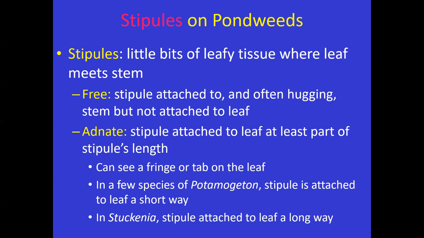And that may be a hard feature to understand unless somebody was standing there showing it to you. But basically what you have to look for is a little fringe or a tab on the leaf. And if you see something just kind of randomly sticking up, it's probably a stipule. In a few species of Potamogeton, the stipule is attached to a leaf a very short way. There are only a couple of pondweeds, two very uncommon, and in Stuckenia, actually, the stipule is attached to the leaf quite a long ways.